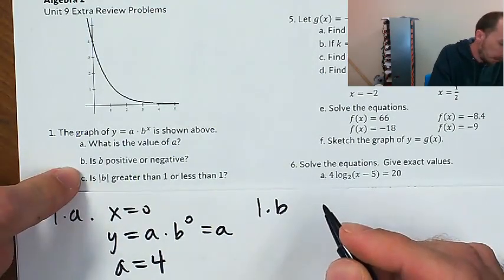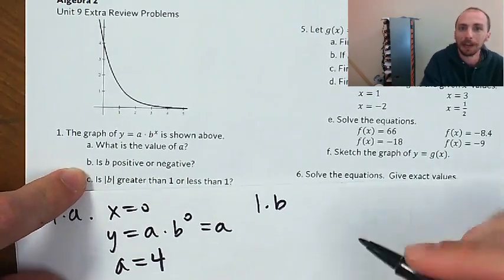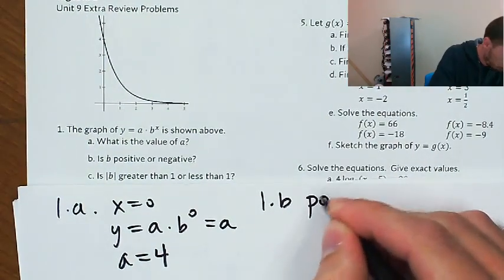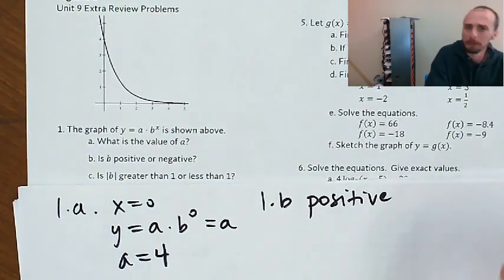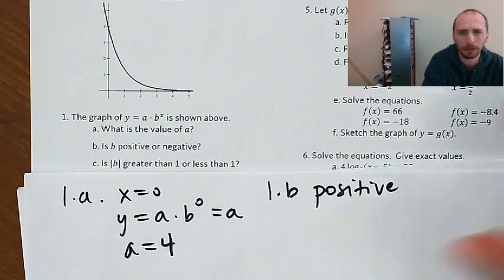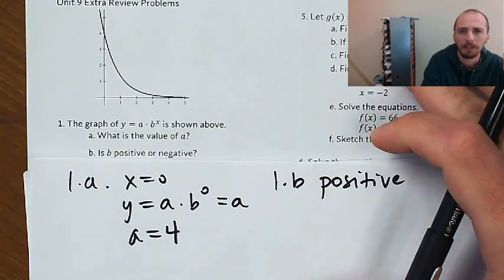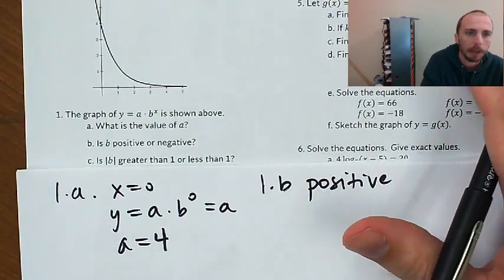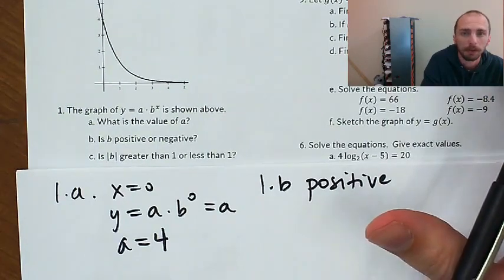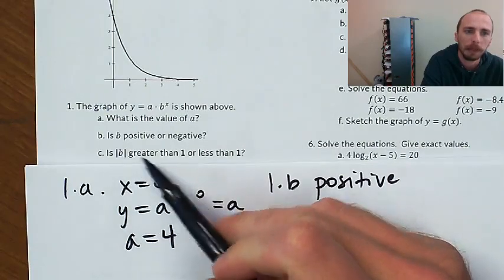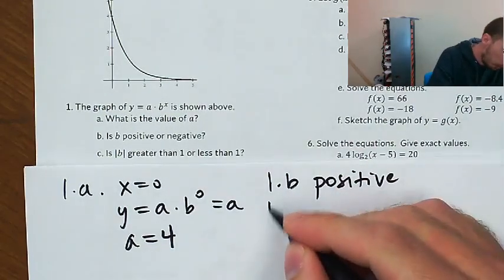For 1b, is b positive or negative? It's going to be positive. We don't deal with negative bases of exponentials. When I made these problems, I was trying to remind you that we're really only dealing with exponentials that have positive base. If you think about it, negative 1 to the x is going to be a really weird function if x is allowed to be any real number. If it's just integers, it just bounces back and forth from negative 1 to 1. Is the absolute value of b greater than 1 or less than 1? This is something that we definitely should know.